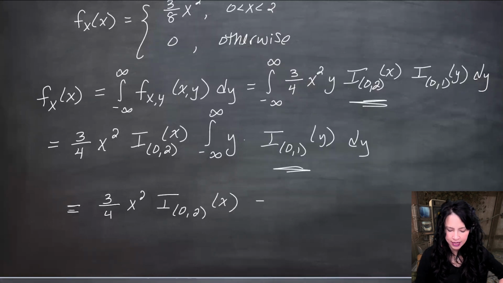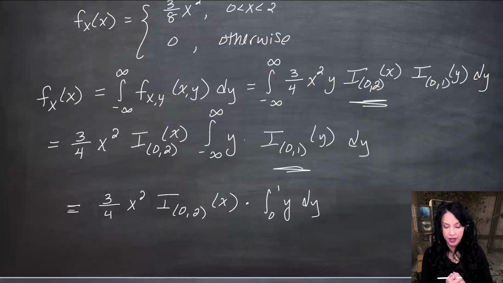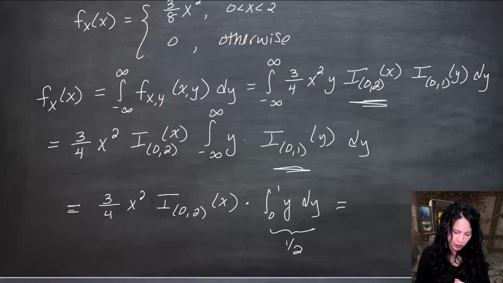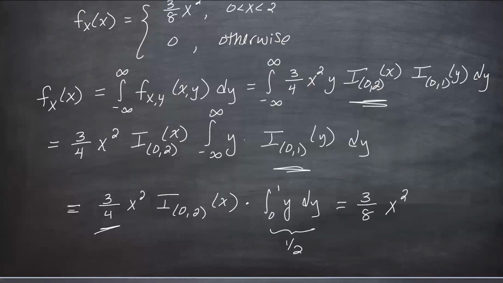So this is not equals, this is times the integral from 0 to 1 of y dy. And when you do that integral, you get 1/2. And so putting this all together, I'm going to multiply the 1/2 in over here. I get 3/8 x squared, and I have an indicator already built in. So I don't have to remember to go back and give the right support for the marginal PDF for x.